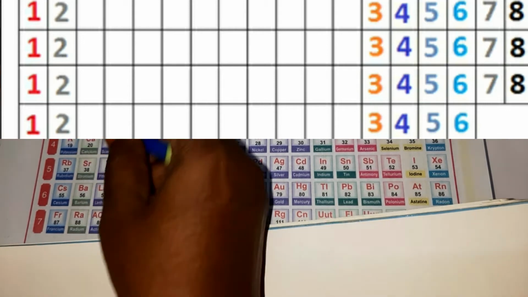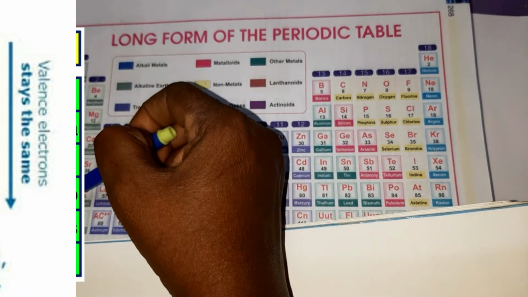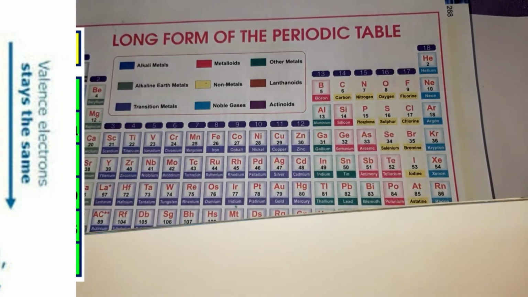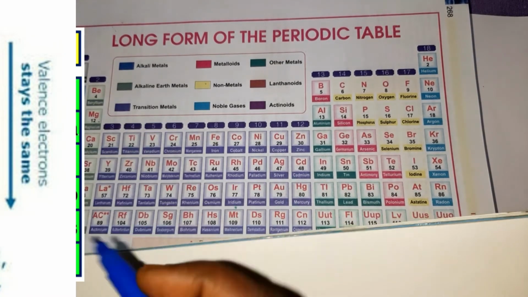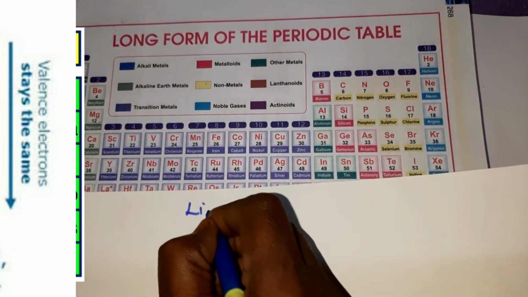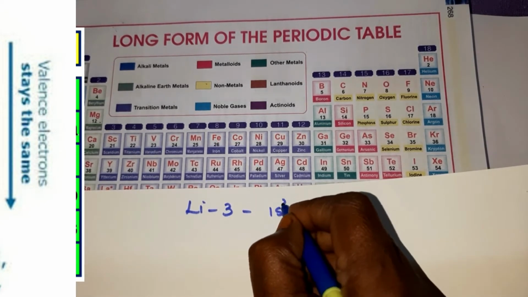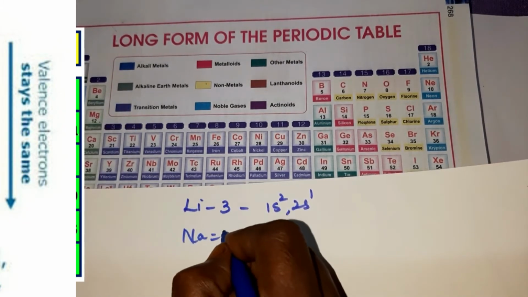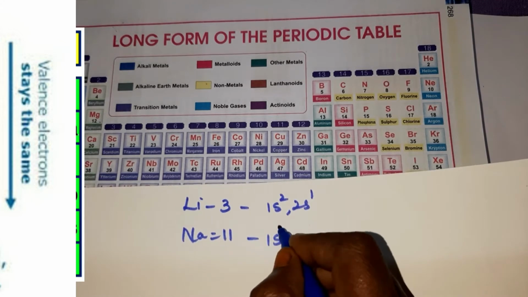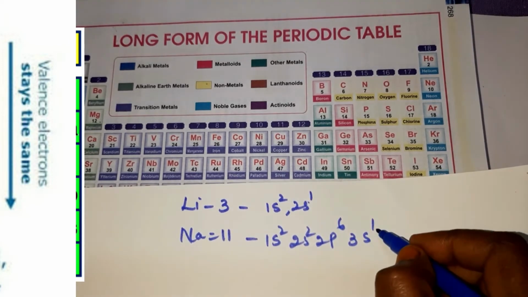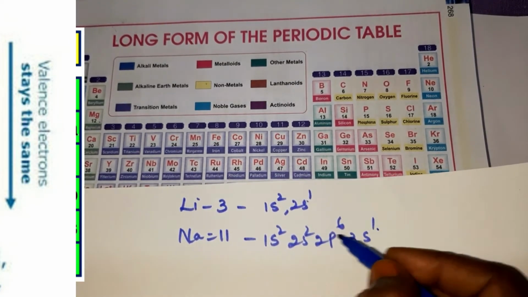What happens to the valence electrons when you move down the group, children? Here the valence electrons remain the same. For example, lithium, atomic number 3, electronic configuration 1s2, 2s1. And sodium, atomic number 11, 1s2, 2s2, 2p6, 3s1. So 1 electron. The number of valence electrons will be the same.